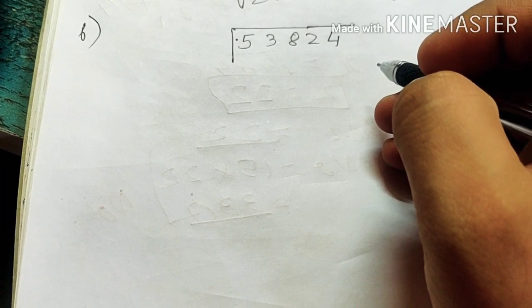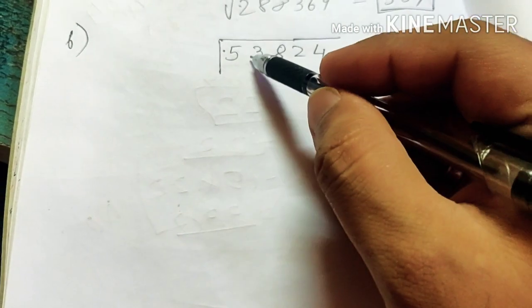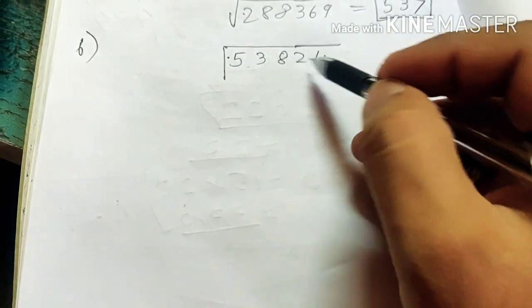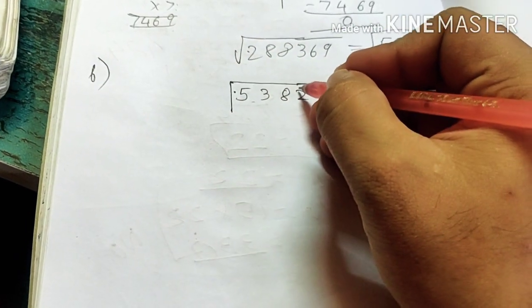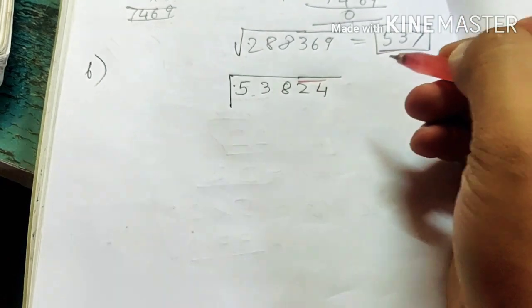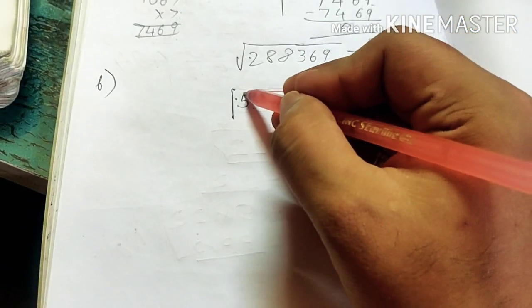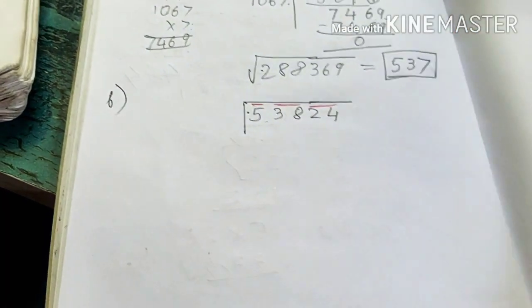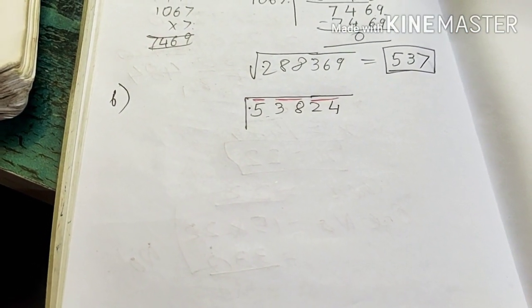Taking one more question of finding the root. Here our question is to find the root of 53824. We will again start making pairs from the back. Our first pair is this, the second pair is this, and 5 is alone. Always remember we have to make pairs from the back.